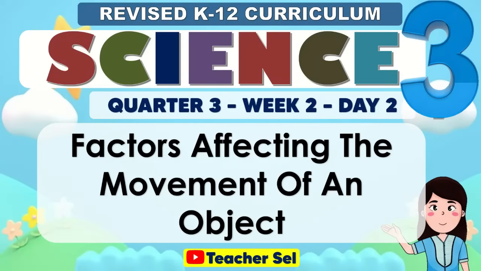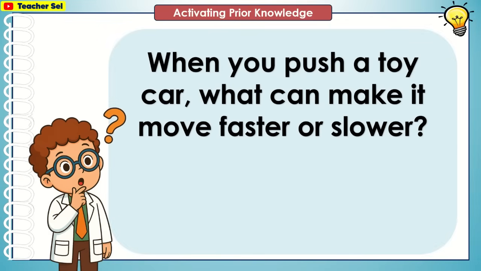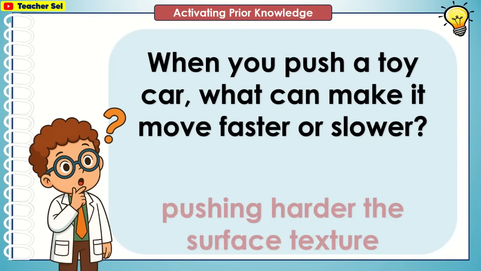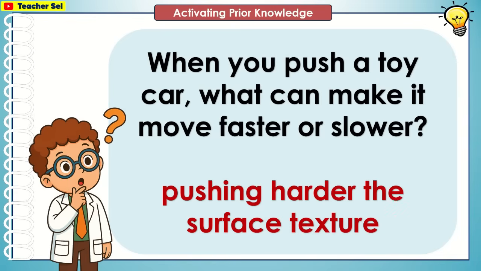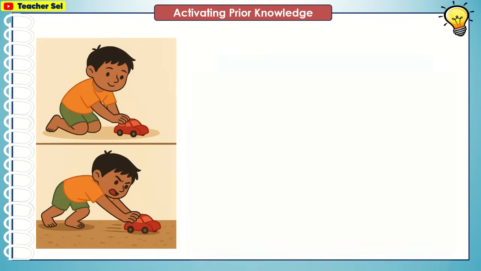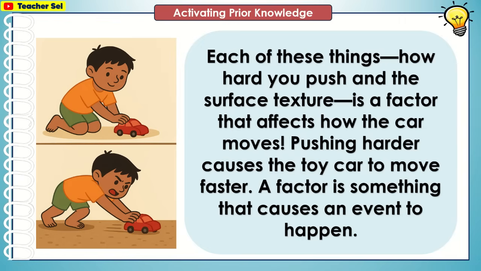For day 2, when you push a toy car, what can make it move faster or slower? Pushing harder, the surface texture. Each of these things, how hard you push and the surface texture, is a factor that affects how the car moves. Pushing harder causes the toy car to move faster. A factor is something that causes an event to happen.